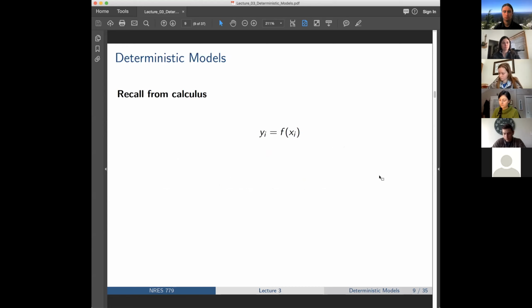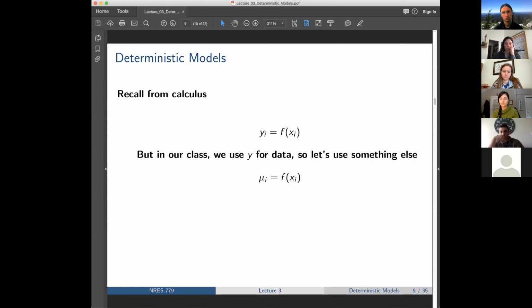All right, so deterministic models. The study of calculus is about the study of functions, and then doing things to those functions, like taking the derivatives and integrals of those functions. So if you recall from calculus, a function is where we have y, some outcome, that we can describe as some function of x. So y is on the y-axis, x is on the x-axis. Usually in calculus, we talk about continuous functions.